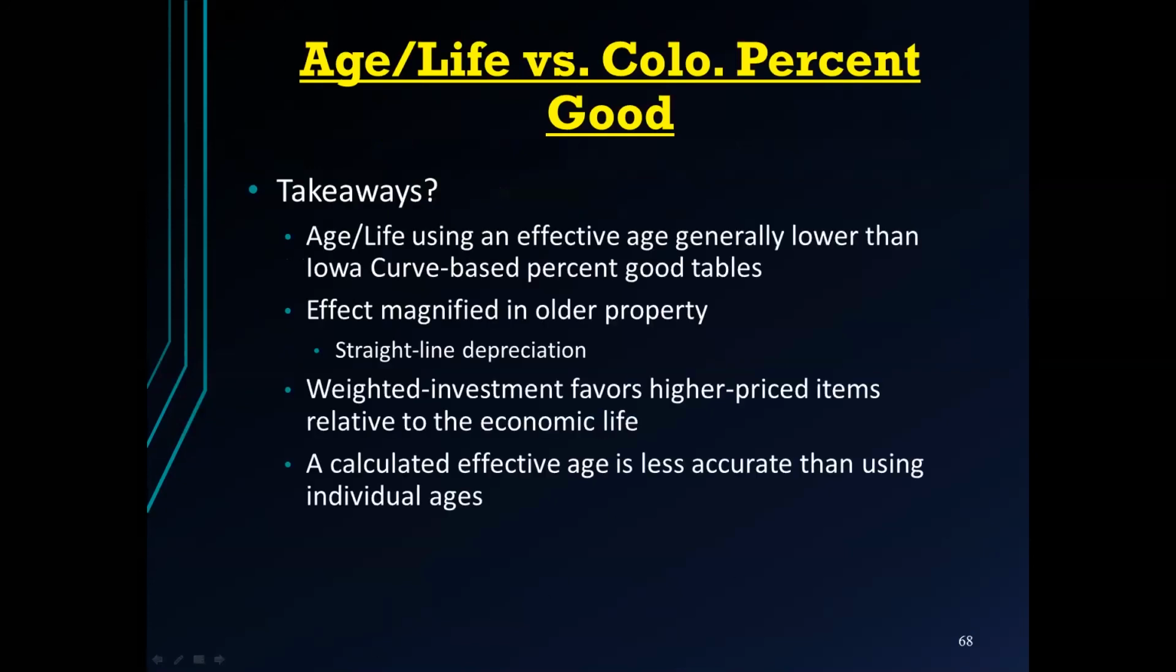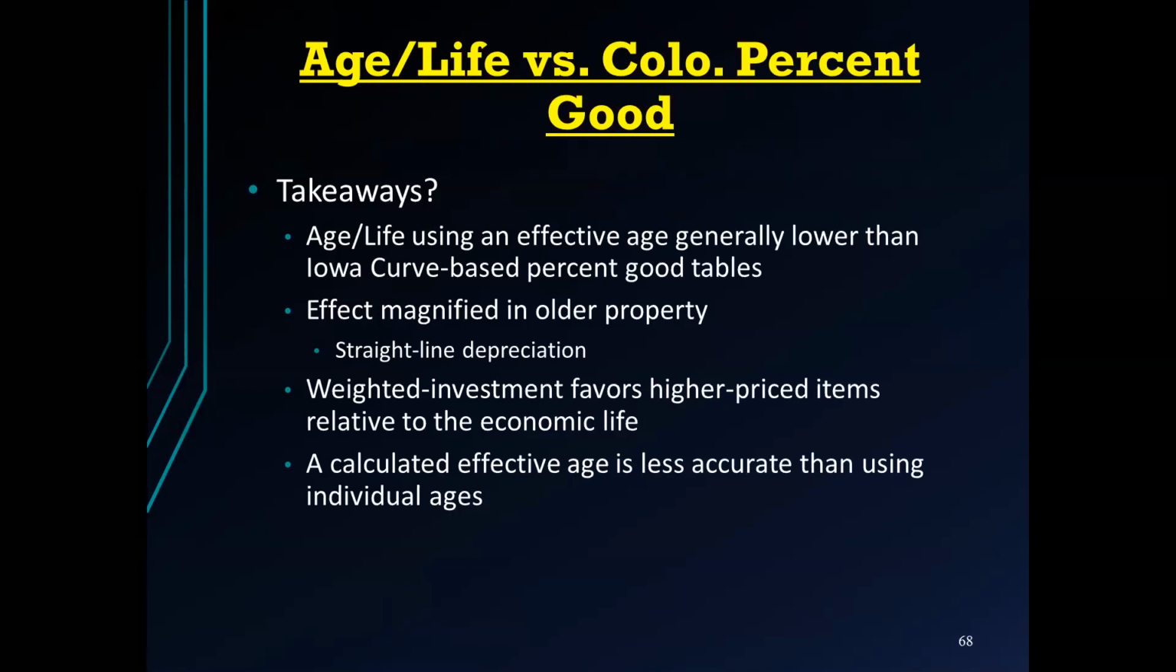Here's some of the takeaways. The age life using an effective age and weighted investment methodology is generally going to be lower than the Iowa curve basis. So just because there's a difference, just because you can use an alternative methodology doesn't mean that the alternative methodology is superior. Just because you're using a different methodology doesn't mean that the methodology used by the assessor is wrong. And the effect of the difference between these two is magnified in older property. It also depends on the mix of the property.